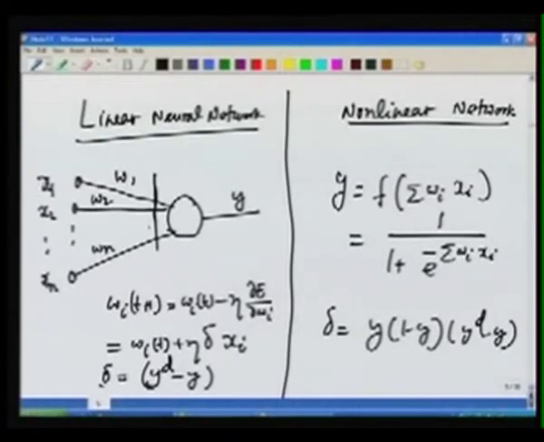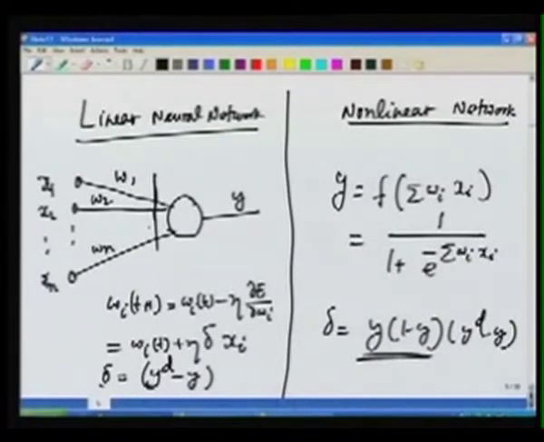So, here we saw that the delta for the linear neural network is y d minus y, and we computed the same delta for the nonlinear network, which is y into 1 minus y into y d minus y. This is the extra term that comes because of the differentiation of f. So, you can now appreciate why f has been selected as the sigmoid activation function. This is one of the advantages of computation.